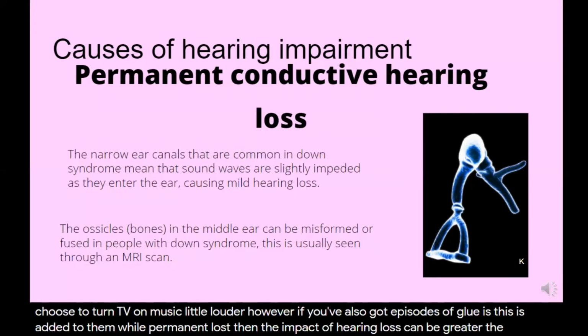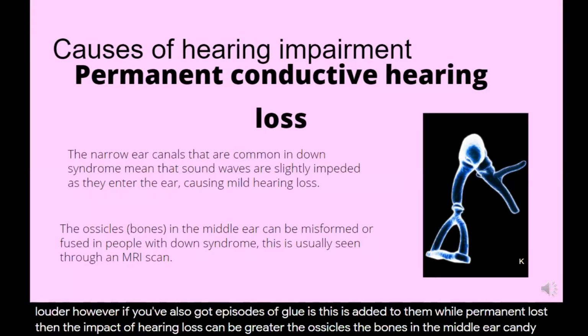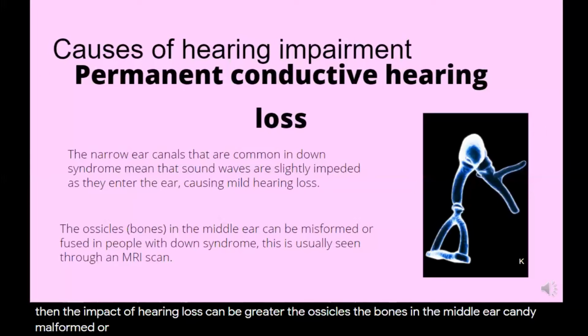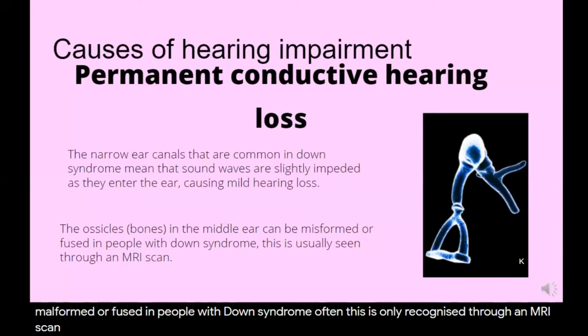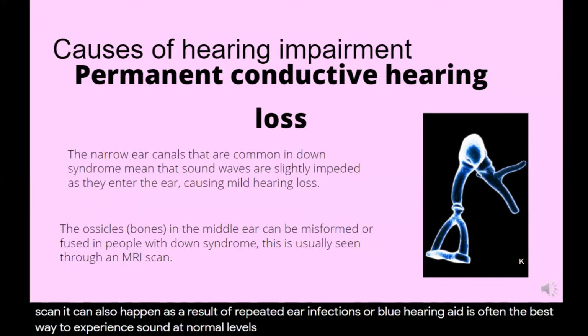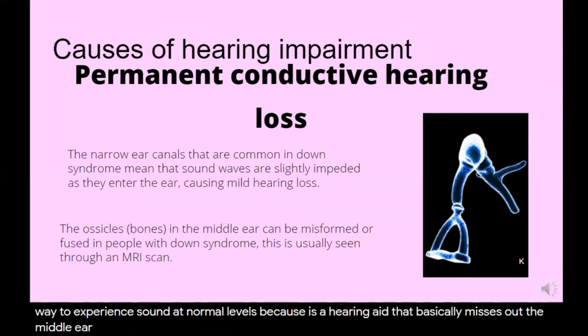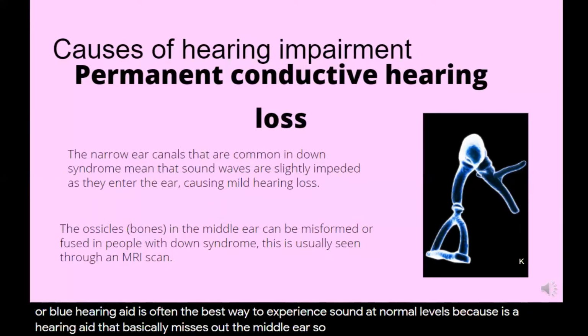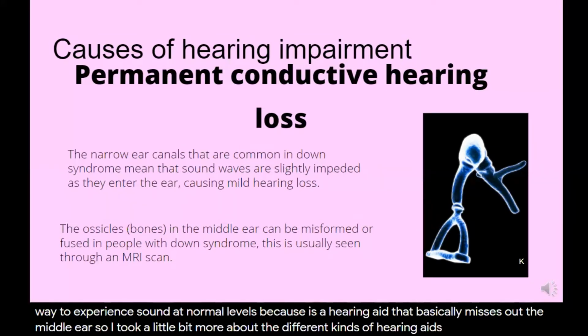The ossicles, the bones of the middle ear, can be malformed or fused in people with Down syndrome, though often this is only recognised through an MRI scan. It can also happen as a result of repeated ear infections or glue ear. Now, a bone conduction hearing aid is often the best way to experience sound at normal levels because it's a hearing aid that basically misses out the middle ear. So I'll talk a little bit more about the different kinds of hearing aids later.